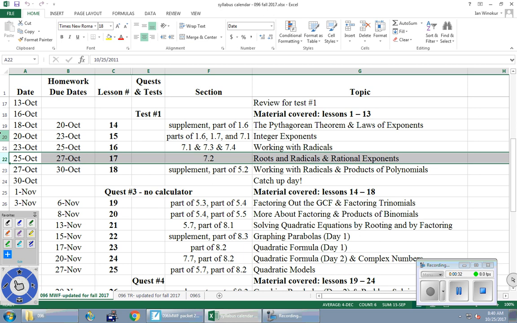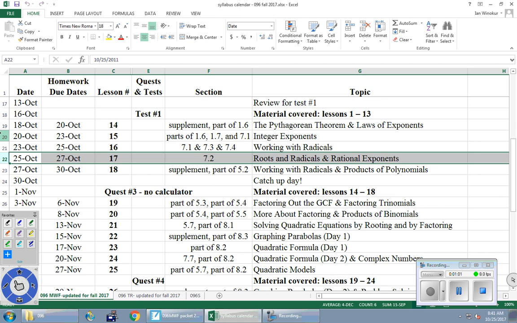Coming up not too far away, this coming Friday we've got new stuff. Monday, coming up next week, is just a catch-up day. I don't have any agenda for that day. We're just going to catch up and make sure we're solid on roots and radicals and exponents, because as I mentioned, this is one of the hardest sections of the course for a lot of students. So that's what we're going to do Monday, and then on Wednesday is quest number 3, no calculator. Questions on the calendar?